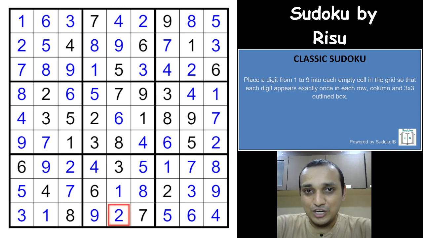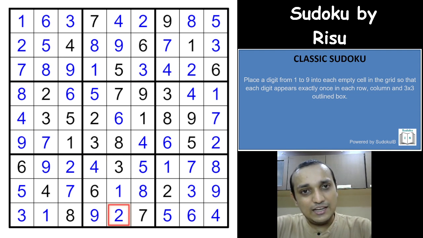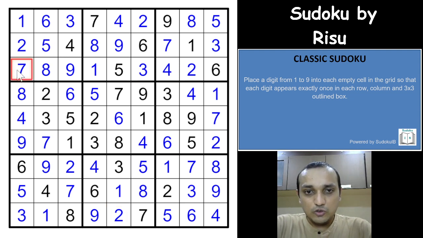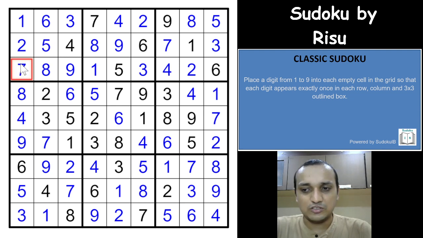So I hope you enjoyed this video. This really had a very good technique, and the way the givens are placed in such a way that you have to look for this particular cell helps you solve this Sudoku easily.